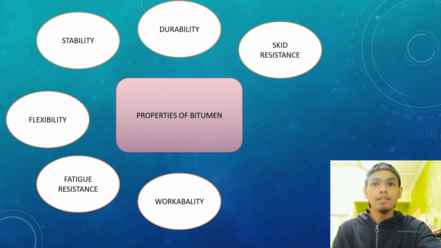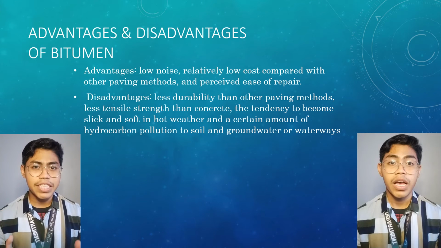Number 5, fatigue resistance. It is the pavement's resistance to repeated bending under wheel loads. Number 6, skid resistance. Skid resistance is the ability of an asphalt surface to minimize skidding or slipping of vehicle tires. Alright, now let's talk about the advantages of using bitumen.